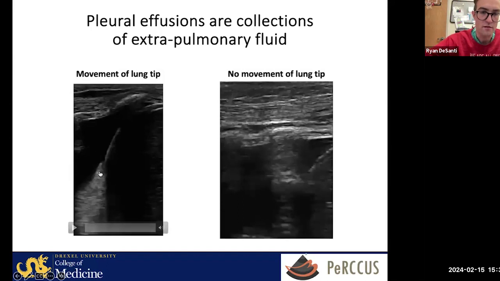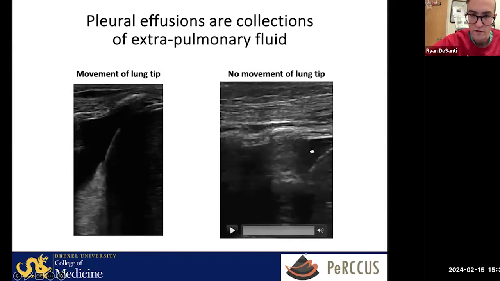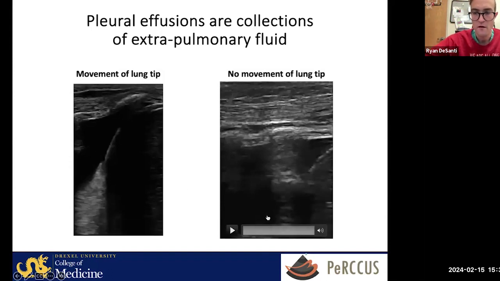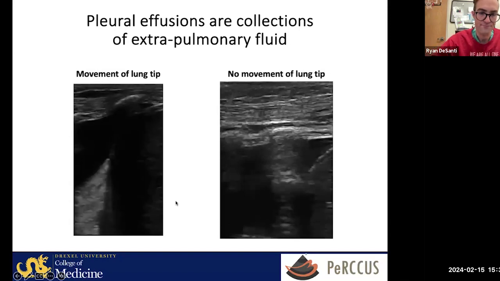But the lung itself moves back and forth and shakes with respiration as the diaphragm descends, as opposed to the video on the right, which also has an effusion, but as the lung moves inferiorly, does not have that shaking motion. And so the one on the left, with dynamic movement of the lung with respiration, is more suggestive of atelectasis, as opposed to the image on the right, which is more suggestive of a pneumonia.